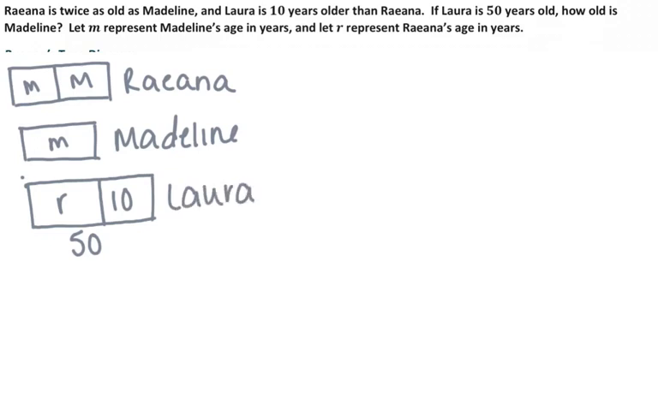Now we're going to solve Laura's equation to find R. So this is going to be R plus 10 is equal to 50. And by finding R, we can find Rihanna's age. We want to get R by itself, so we're going to subtract 10 from both sides because we want to do the opposite of addition, which is subtraction. So this cancels out the 10. So R is by itself, and 50 minus 10 is 40.